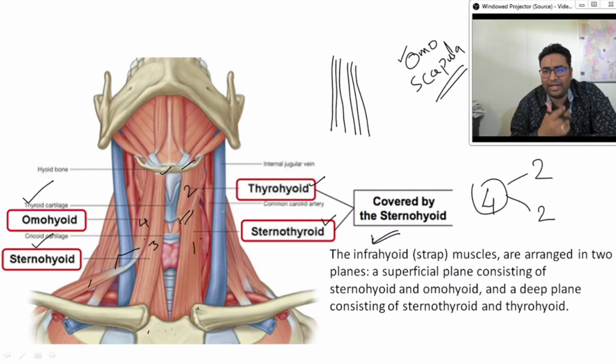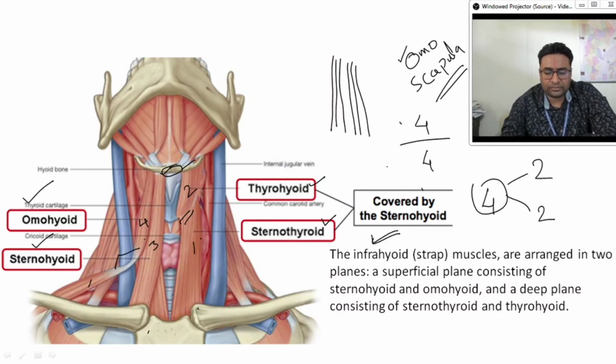So what we have done is classify all these muscles based on the hyoid bone into suprahyoid and infrahyoid groups. Both the suprahyoid and infrahyoid groups have four muscles each, that we have to remember. With this video, in the next video, we will move to the anterior triangle of the neck.